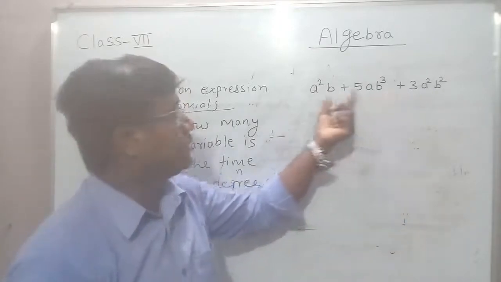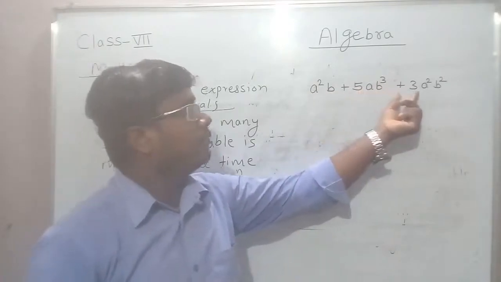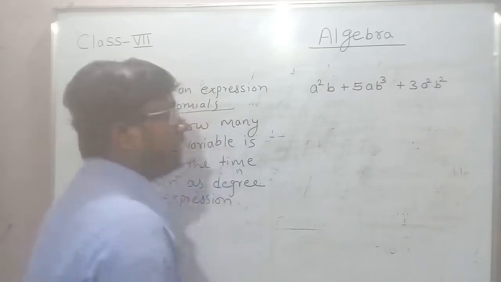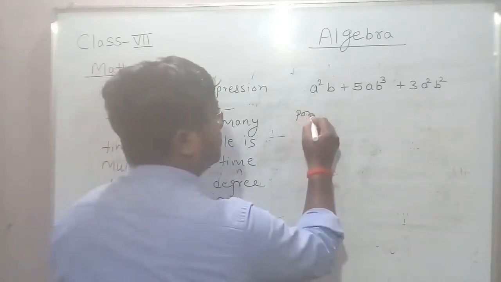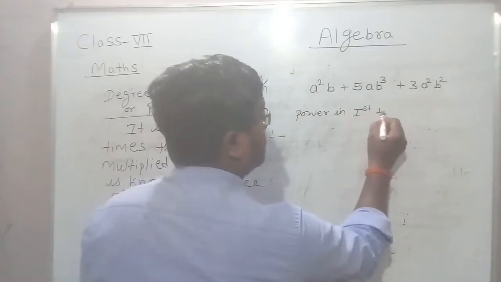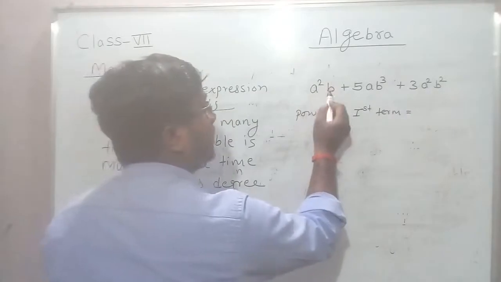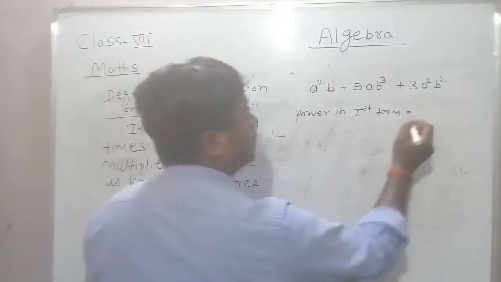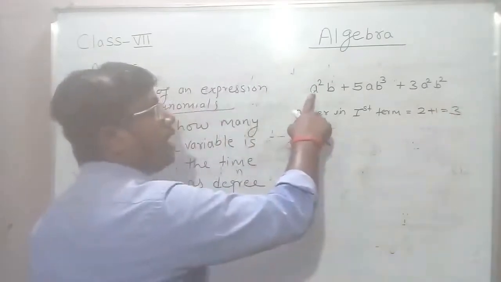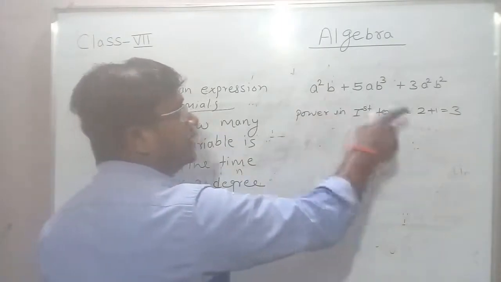Here are three terms: a square b, 5ab cube, and 3a square b square. It has three terms, so first find the power in each term separately. What is the power in the first term? Here a square and b power 1, so the total power is 2 plus 1, that is 3. The power of a is 2 and of b is 1, so the total power here is 3.